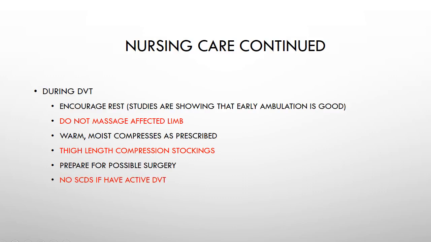When they have a DVT, they may want to put them on bed rest. It's kind of up in the air about that. Sometimes they want to do early ambulation. They do not want the limb to be massaged, because when you massage the limb, you break the DVT. You could break the DVT off, and it could go to the lungs and cause a pulmonary embolus. Give warm, moist compresses. That might help with the pain. Thigh-length compression stockings or TED hoses. And do not put SCDs on an active DVT leg. And then prepare for possible surgery.